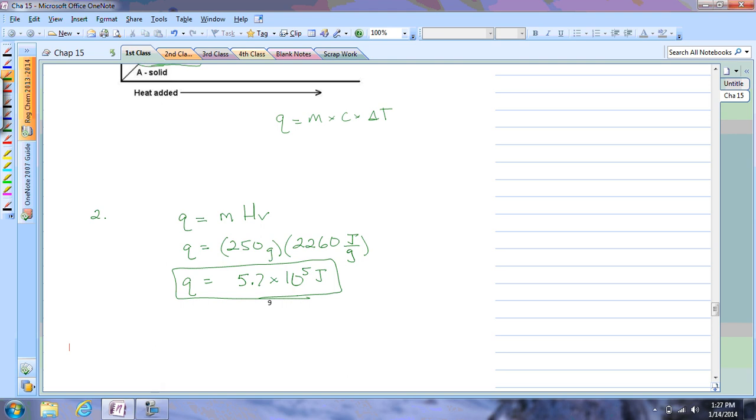So in class, we're going to do the heat of fusion, heat of vaporization worksheet tomorrow. We're going to do the calorimetry problems worksheet, which I'll explain in class.